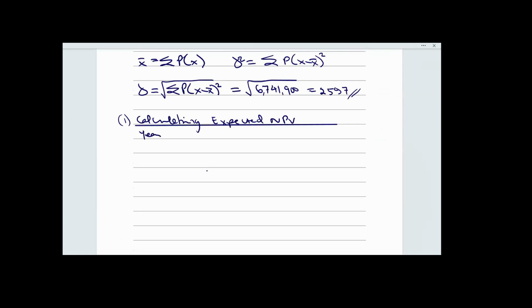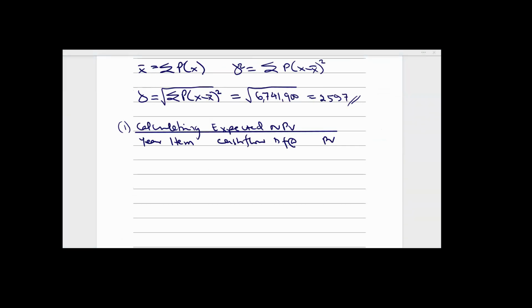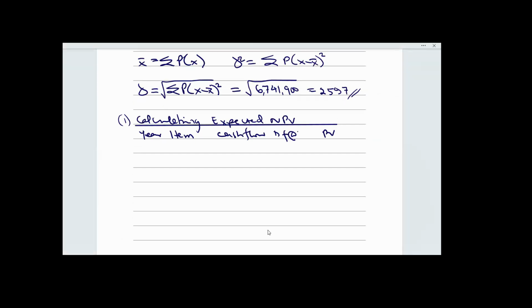So the next thing we need to do is to just calculate the expected NPV. So create a column for year, description of items, cash flow, discount factor. What's the cost of capital given? 10%, right? Yes, 10% is the cost of capital. Year zero. The useful life of the project is 6 years, so year 1 to 6. Here is the initial outlay. Here is the expected value, or just say cash flow.